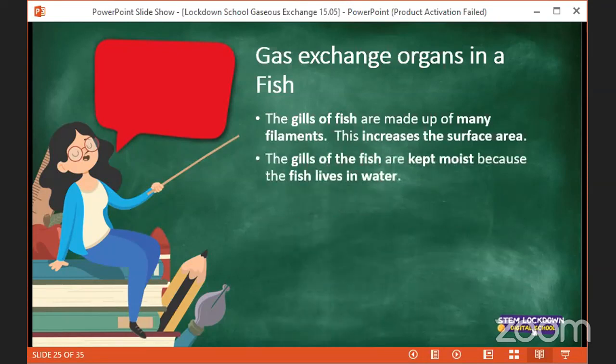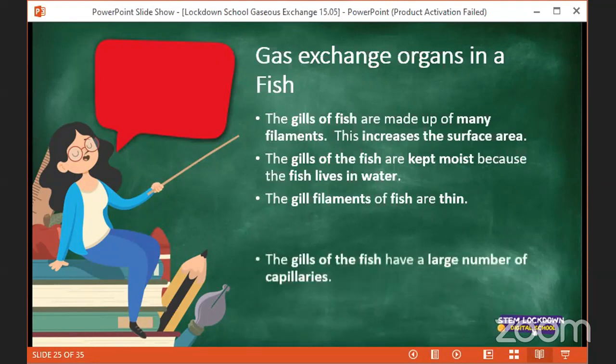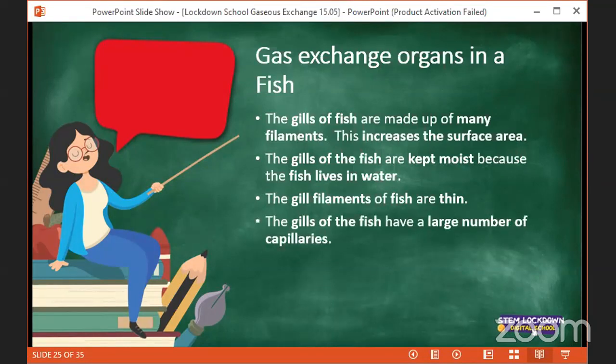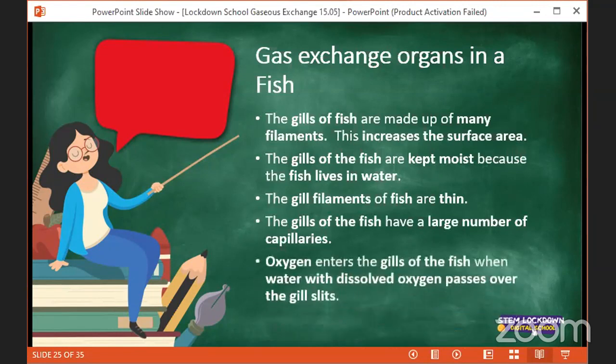Then the gills of fish are kept moist because the fish lives in water. And then the gill filaments of fish are thin. Remember, that is what increases the surface area, the gill filaments. And then the gills of fish have a large number of capillaries, and those capillaries ensure a good transport system in the fish.